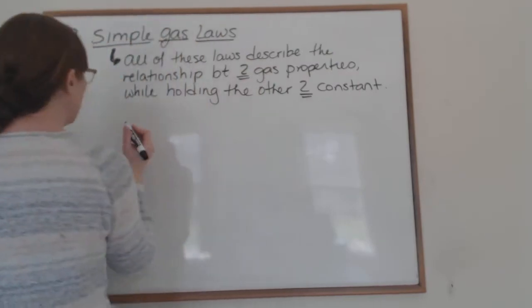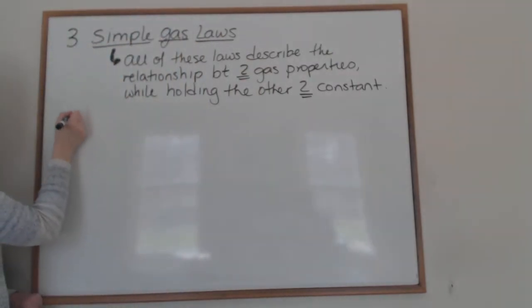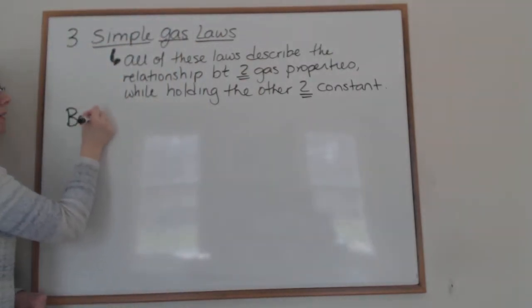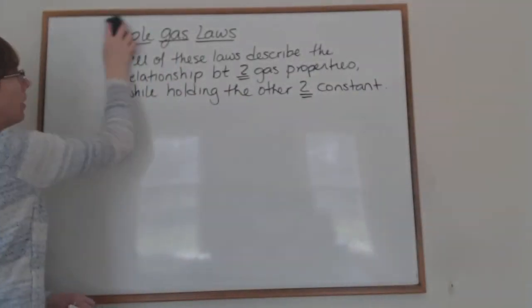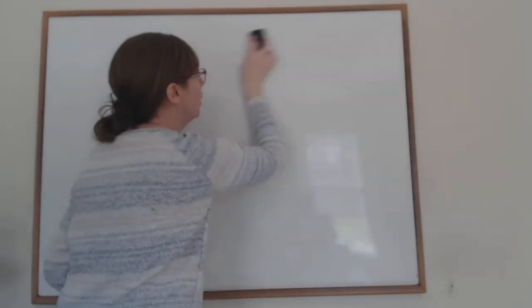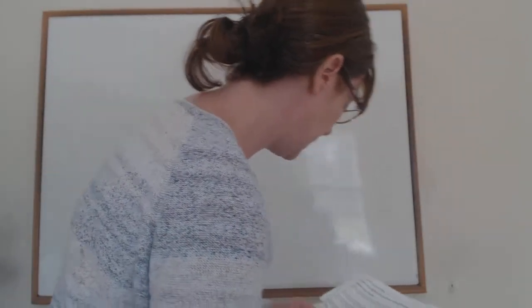All right, so in no particular order, this is just the order that the book covers them. In fact, you know what I'm going to do? I'm going to erase my board so I have more room. But the first one that we're going to talk about is Boyle's Law. And they're all named after the scientists that discovered them.